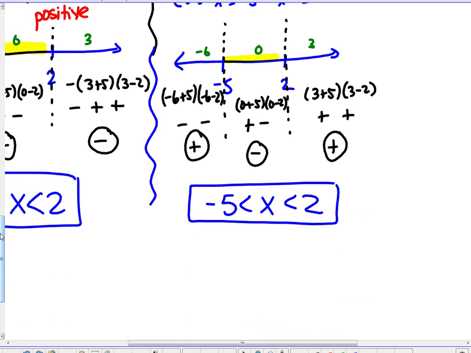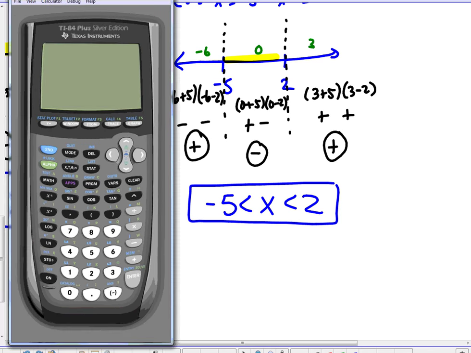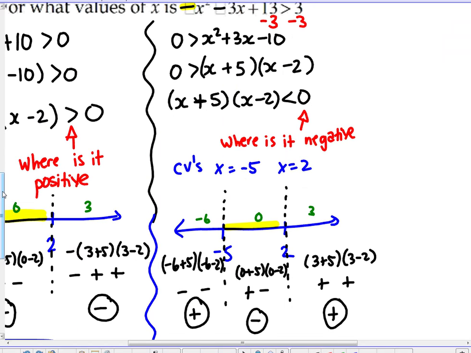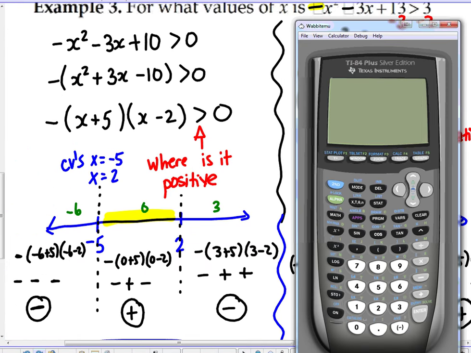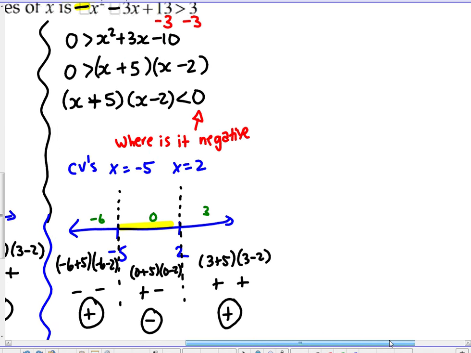Okay? You can also check your work graphically. So on your graphing calculators, whichever one you chose, so once it was all on one side, if I use the first equation here, okay, y equals, so you could go to check your work, use your graphing calculator, -x squared minus 3x plus 10. We want when it's above the x-axis. And so it's above the x-axis between -5 and 2, right?